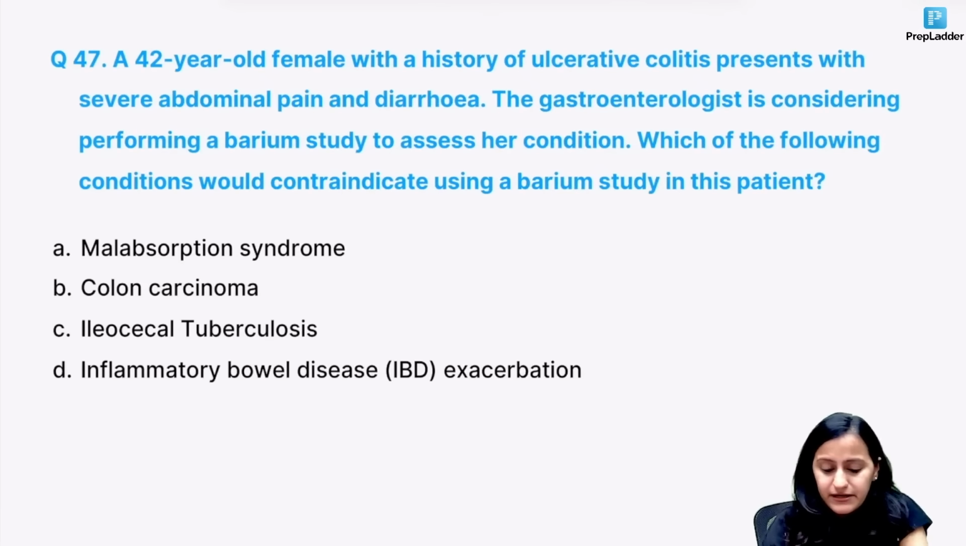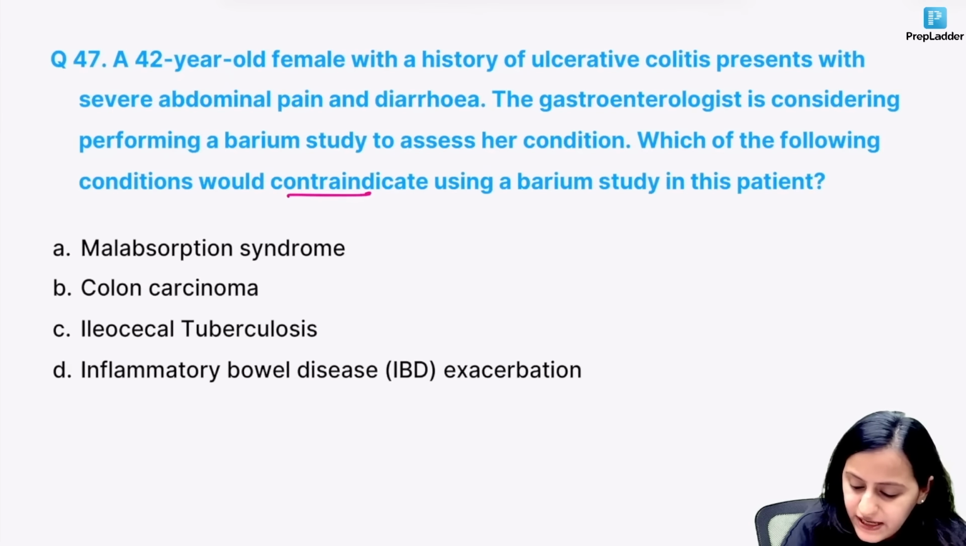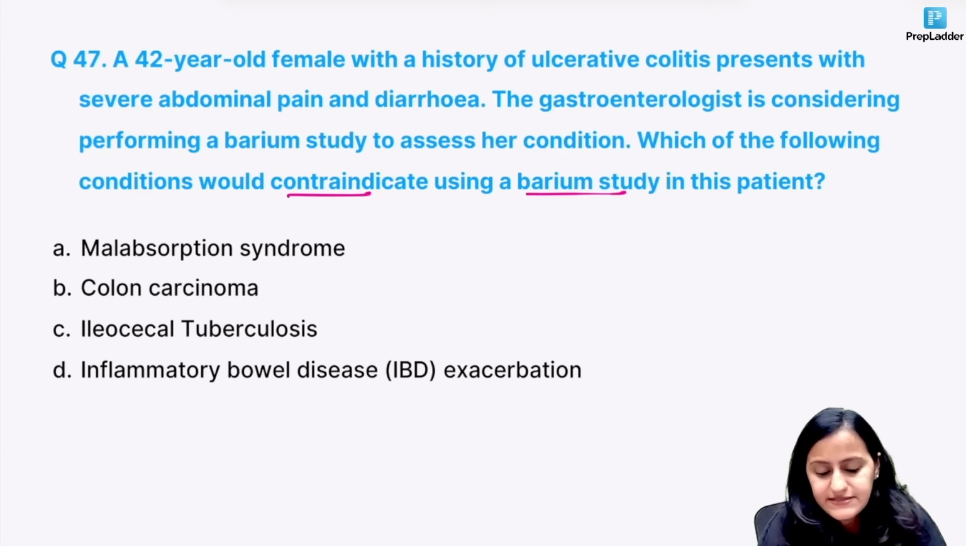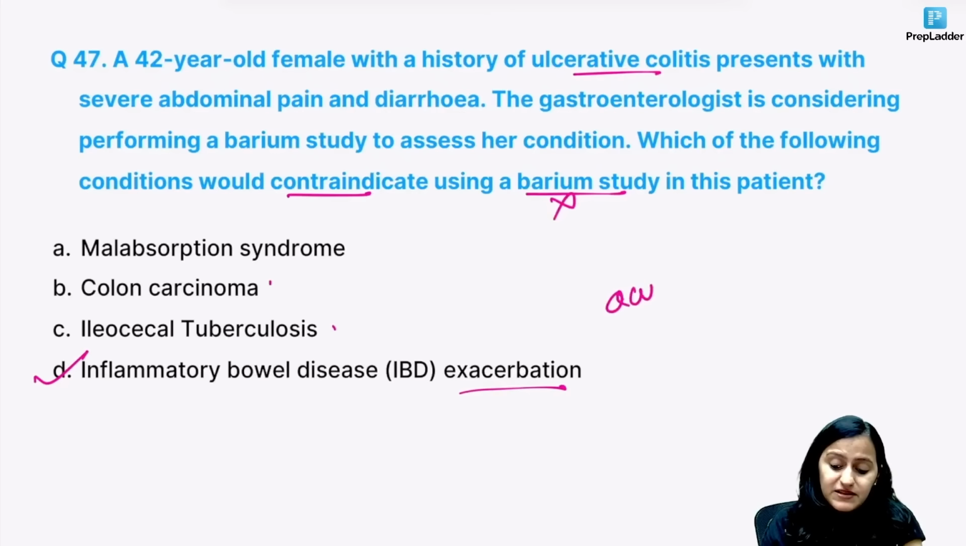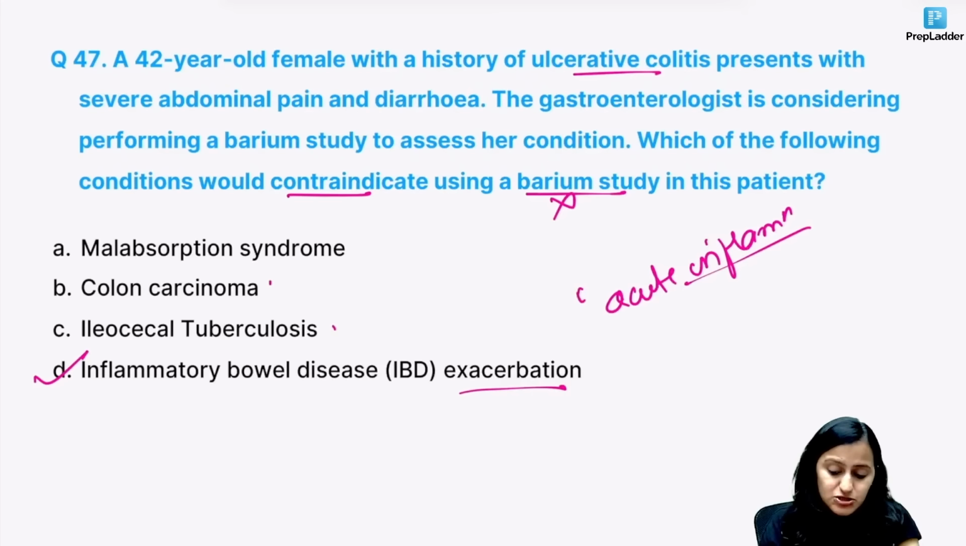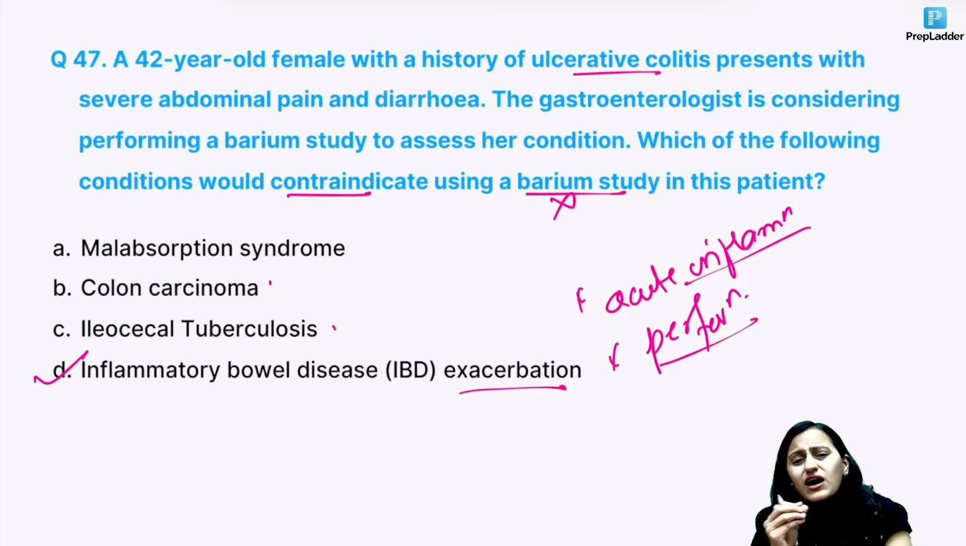Okay. Next one. Which of the following would contraindicate using a barium study? Ulcerative colitis patient, malabsorption, colon carcinoma, TB or inflammatory bowel disease exacerbation. Again, think logically. It is IBD exacerbation. Barium is not to be used when there is an acute inflammatory condition. That time barium is not to be used. Barium is not to be used when there is perforation.